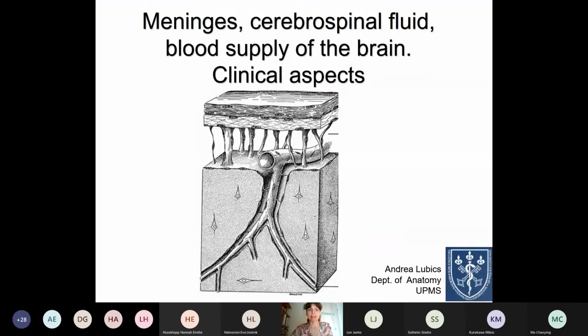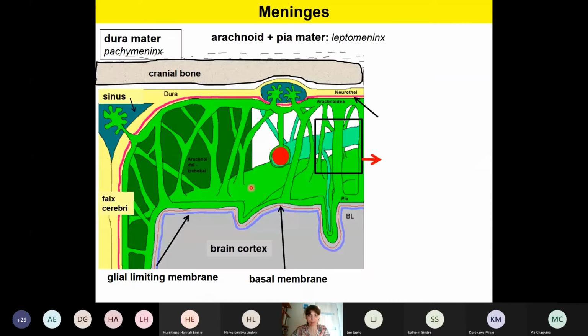So, dear students, today we will speak about the meninges, about the circulation of cerebrospinal fluid and blood supply of the brain. This is quite a big topic, so I will focus on clinical aspects and the details you will learn in the practices. So let's start with the meninges. Here you can see a schematic drawing which shows the three layers of these membranes which cover the brain. Actually, it is similar to the meninges of the spinal cord.